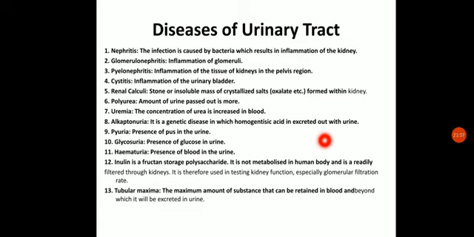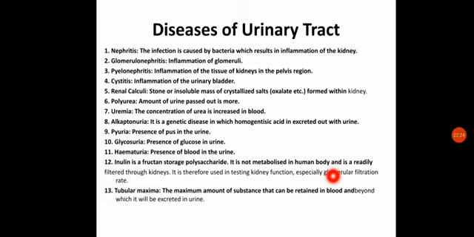Mainly you have seen it is found in the diabetes mellitus condition. Hematuria, presence of blood in urine. It is again a very critical condition where blood is excreted along with the urine. And inulin is a fructose storage polysaccharide. We know it's a polysaccharide made up of fructose. It is not metabolized by the human body, and we do not have any enzymes to metabolize inulin.